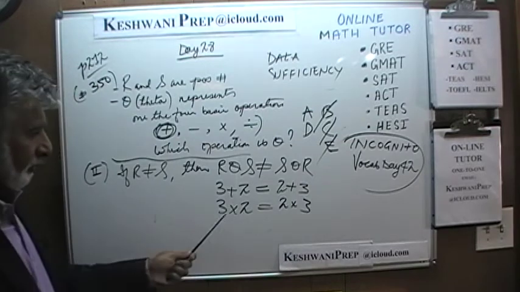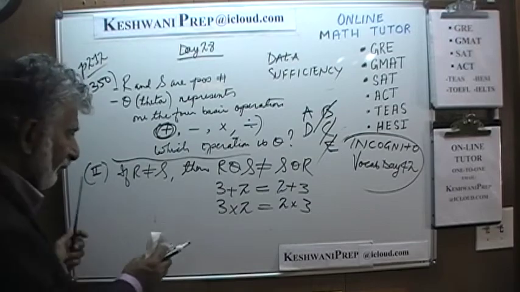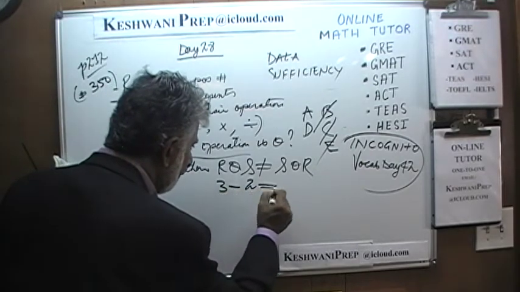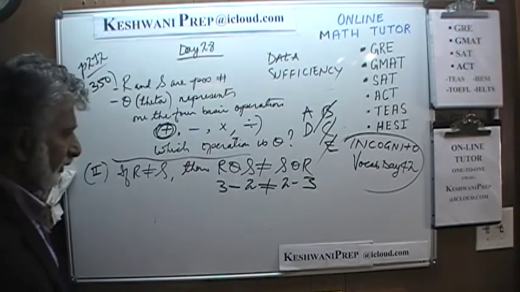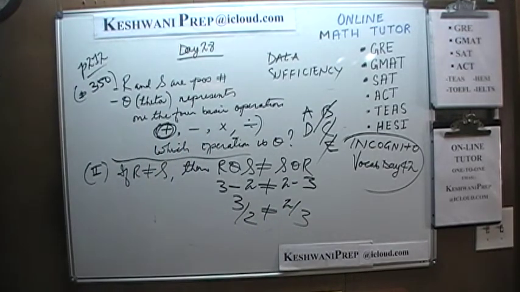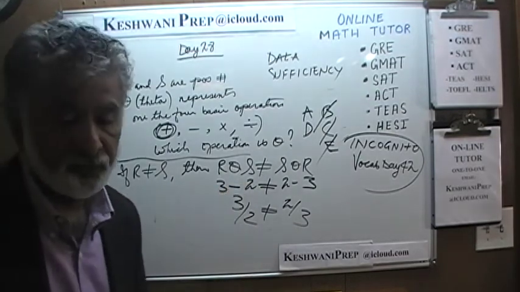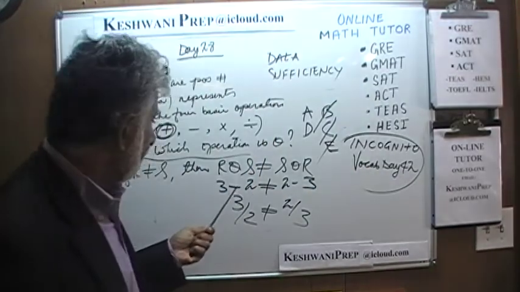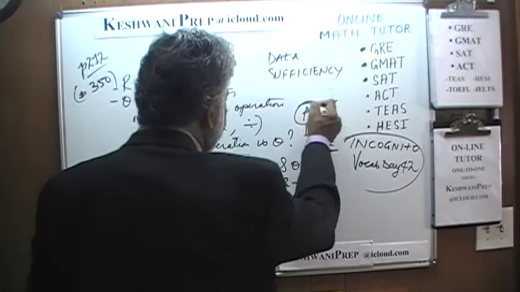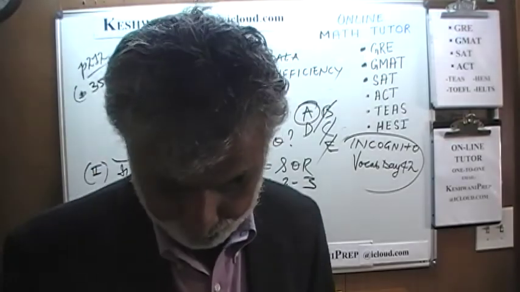It's not multiplication because the two products will be equal to each other, which means it must be either subtraction or division. In the case of subtraction, 3 minus 2 does not equal 2 minus 3. And same thing in the case of division: 3 divided by 2 does not equal 2 divided by 3. So, can we answer the question, which operation does theta represent? The answer is, we don't know. It could be subtraction or it could be division. The answer is A. The first statement by itself was enough, but the second statement is not. That was the end of it.